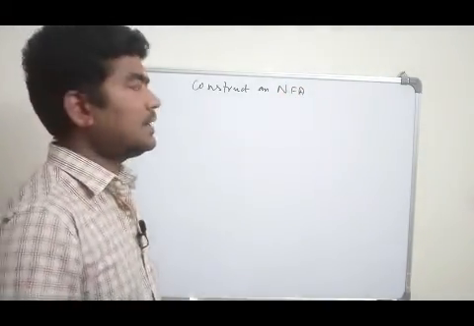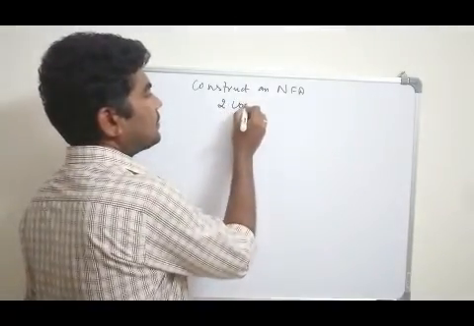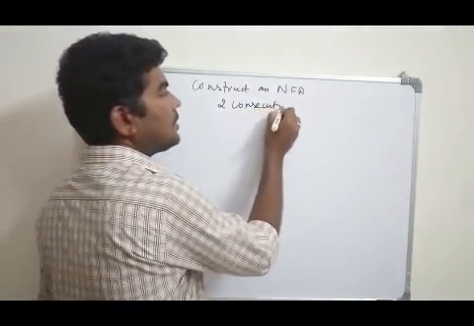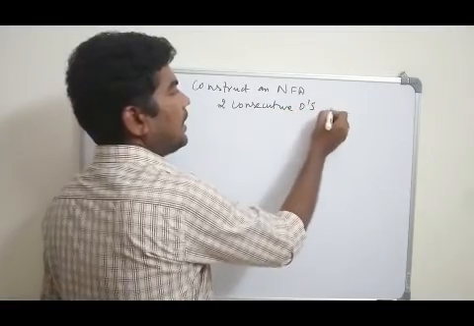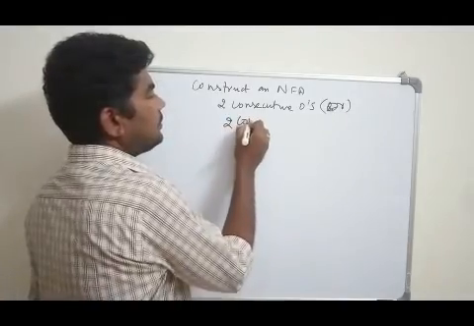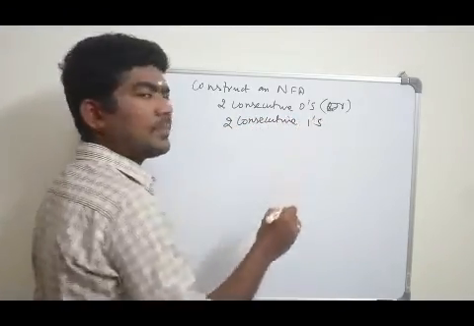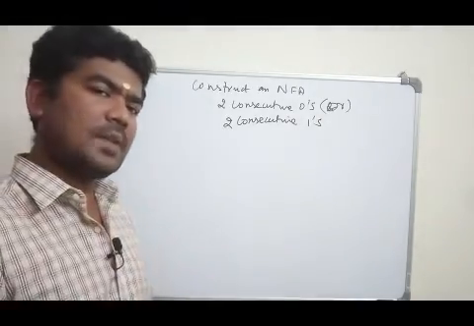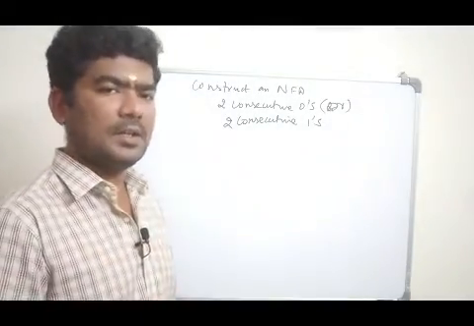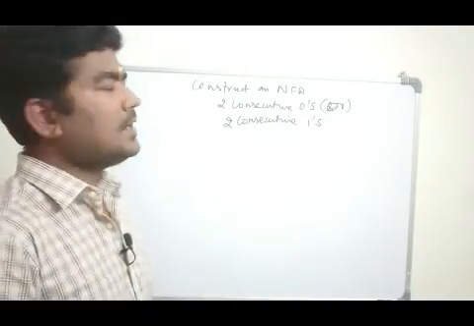What question will we take? You need to have two consecutive zeros and/or two consecutive ones. Either it may be two consecutive zeros or it may be two consecutive ones. In that way you need to construct the NFA.